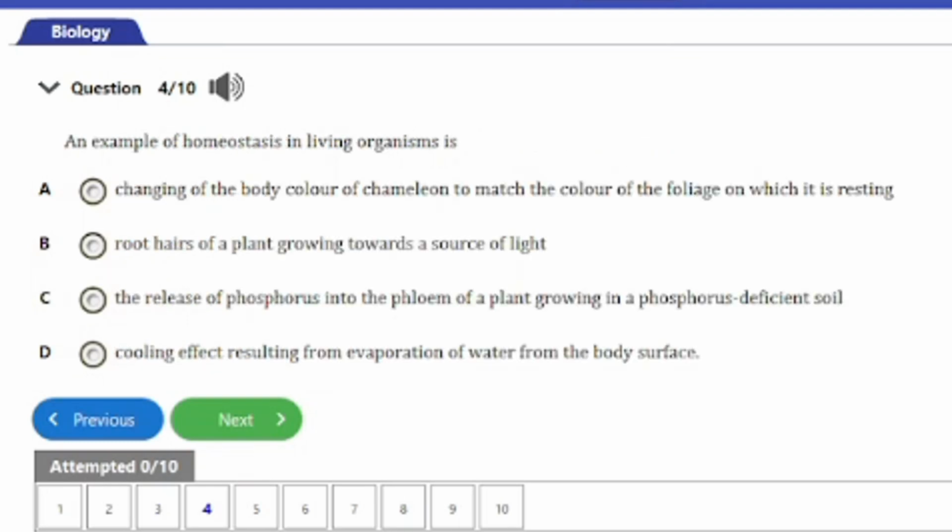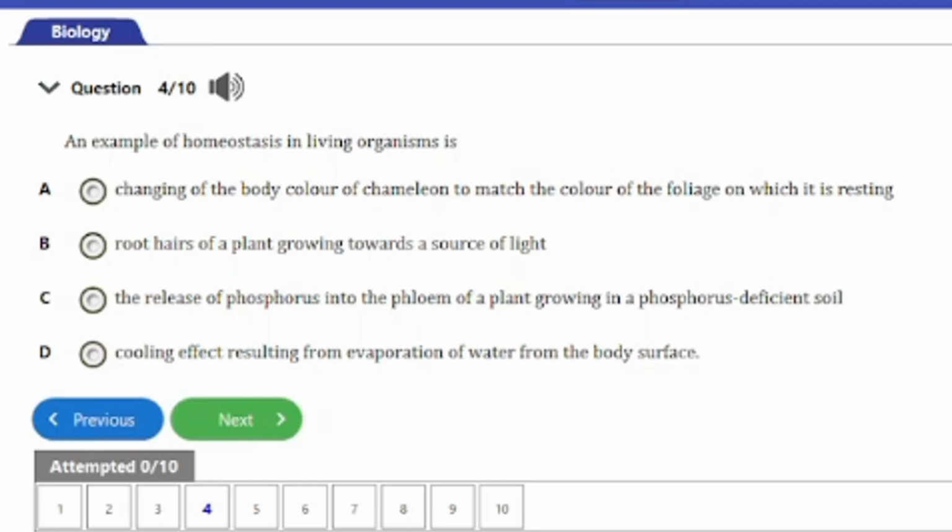That's question number 4 here. It says, an example of homeostasis in living organisms is A. Changing of the body color of chameleon to match the color of the foliage on which it is resting. B. Root hairs of plants growing towards a source of light. C. The release of phosphorus into the phloem of a plant growing in phosphorus deficient soil. D. Cooling effect resulting from evaporation of water from the body surface. So guys, option D here is the answer to this question.